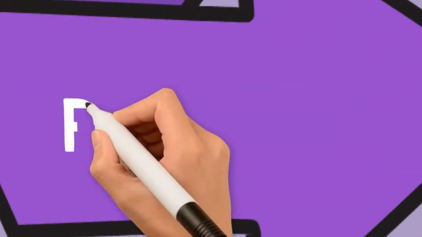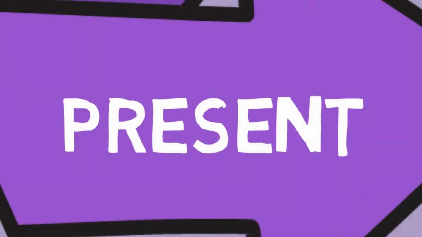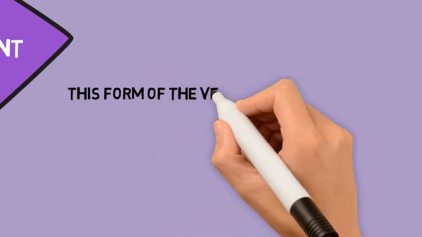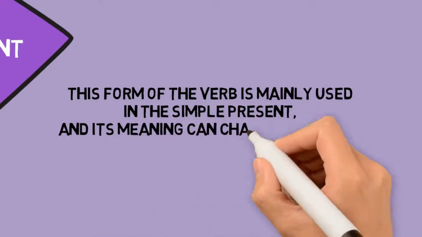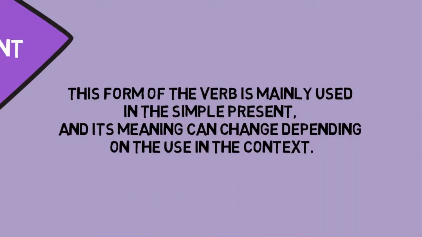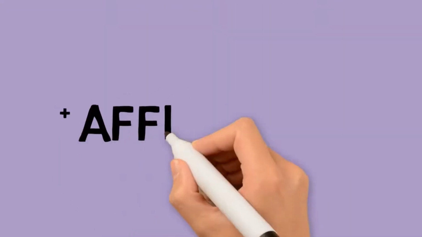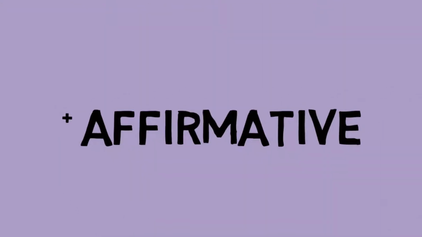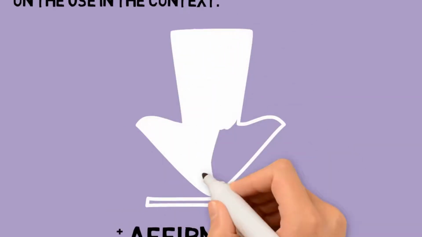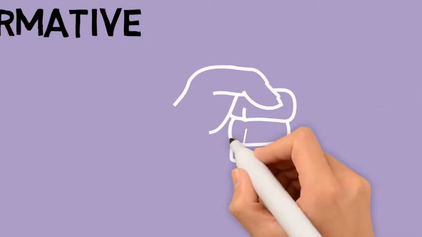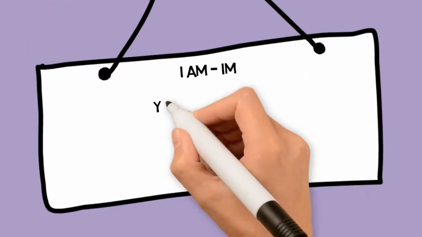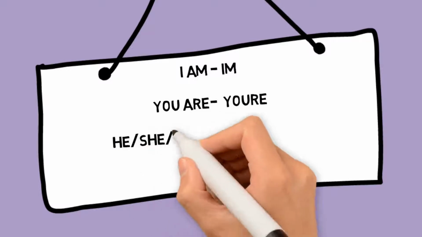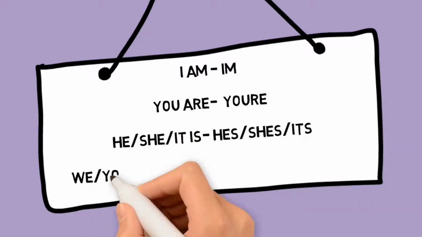Now, to be in the present tense. This form of the verb is mainly used in the simple present, and its meaning can change depending on the use in the context. The affirmative. An affirmative sentence simply states something. It's any declaration that is positive. An affirmative sentence expresses the validity or truth of an assertion. For example, I am becomes I'm, you are becomes you're, he, she, it is becomes he's, she's, it's, we, you, they are becomes we're, you're, they're.